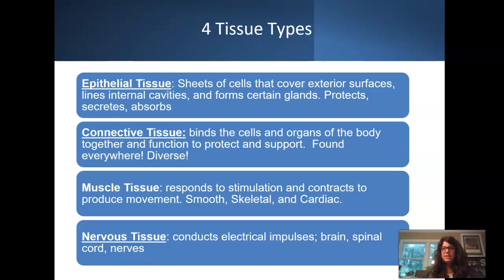These are going to be tissue that can conduct electrical impulses. They are found in your brain, spinal cord, and nerves, and they're made of 2 types of cells: a neuron, which is the impulse cell, and then supporting cells that will help nourish and protect the very delicate neuron.